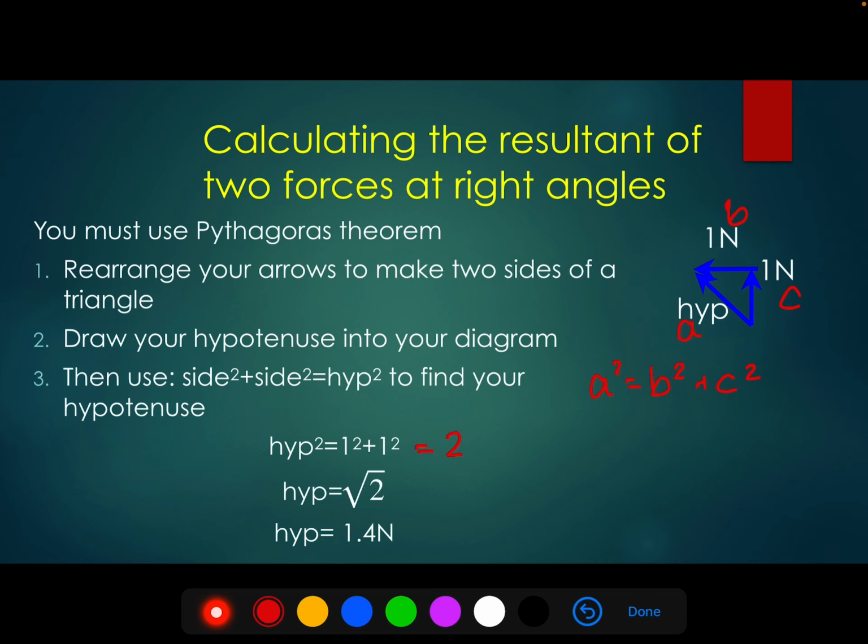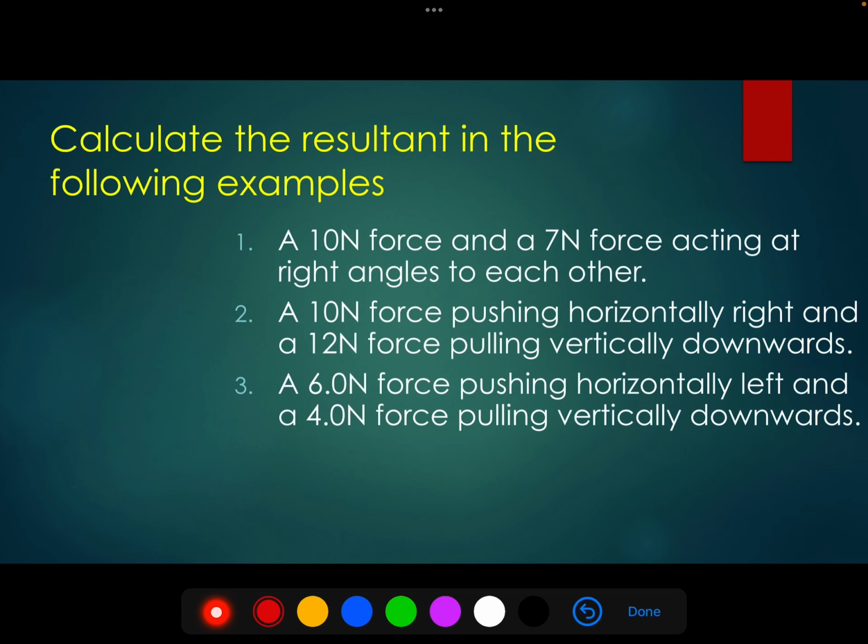Okay, so there's a lot of writing on that slide. Please pause the video and write down your notes. We're then going to have a bit of a practice. So here are three practice questions. Please again pause the video, have a go at these practice questions, and we'll go through the answers on the next few slides.